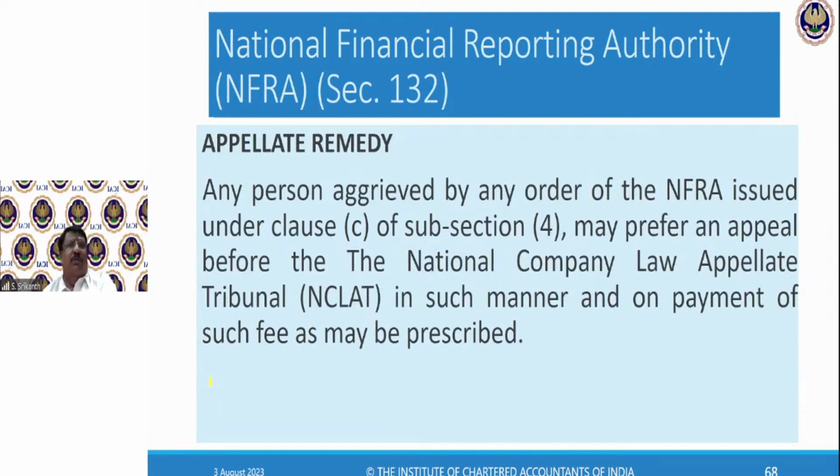Obviously, sometimes the cases could be framed. There could be some malafide. So any person aggrieved by any order of the NFRA can refer to the National Company Law Appellate Tribunal. See, National Company Law Appellate Tribunal is above the NCLT. So NFRA and NCLT are at the same level. So against the order of the NFRA, you can prefer an appeal to the NCLAT.